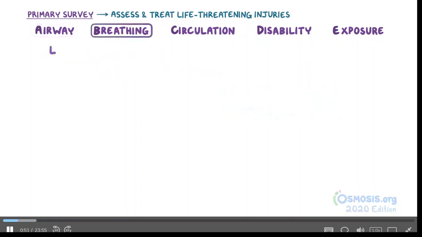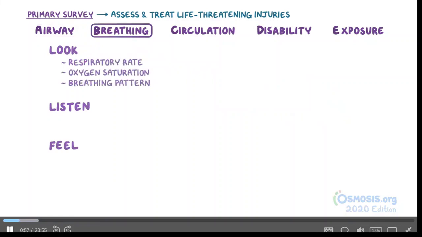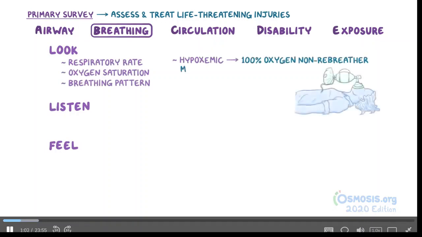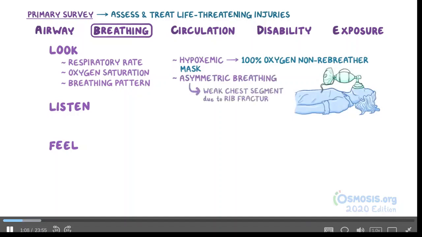As for breathing, you can look, listen, and feel. So look at the respiratory rate, oxygen saturation, and breathing pattern. If the person is hypoxemic, a 100% oxygen non-rebreather mask should be given. Also, if there is asymmetric breathing, it could indicate a weak chest segment due to rib fractures.